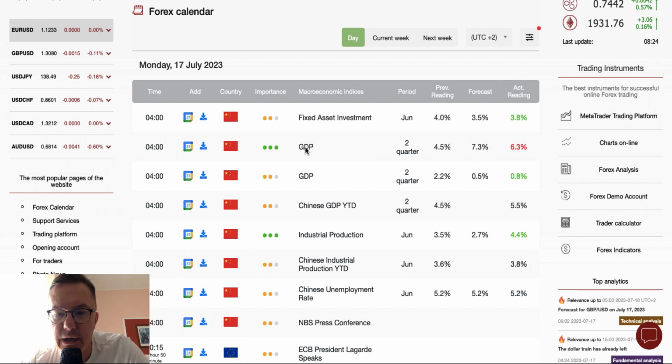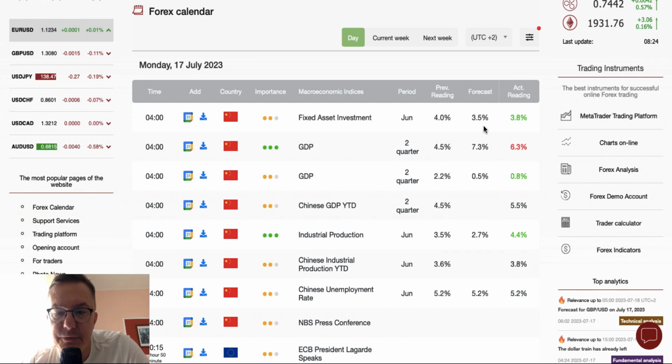GDP of China for the second quarter disappoints the market participants because they expected 7.3% while the actual reading was 6.3%, which is still better than the last reading of 4.5%. The overall GDP is 0.8%, and year to date is 5.5%.